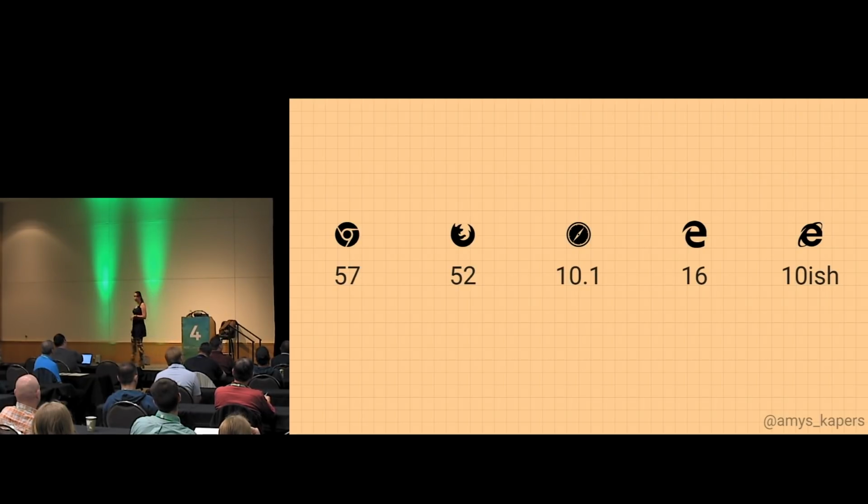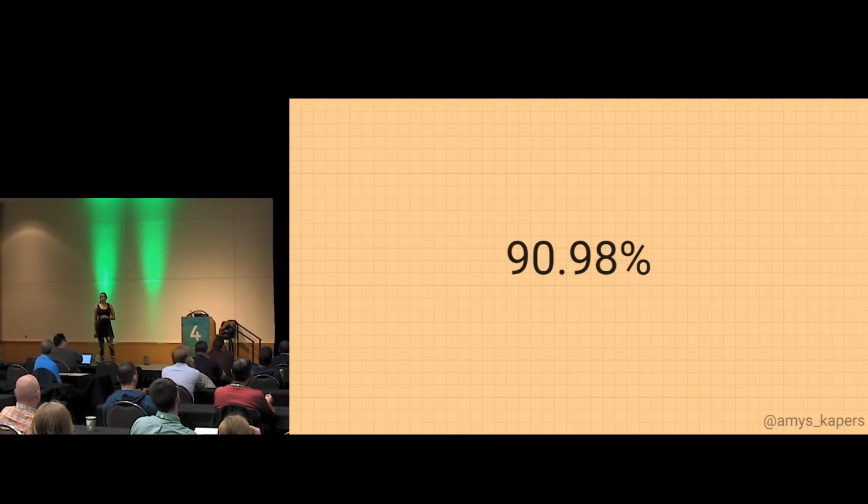So, what do these numbers actually mean for you? I had to go and get some American stats for this one. 90.98% of browser usage in the US fully supports CSS Grid at its most recent version. That's not bad.